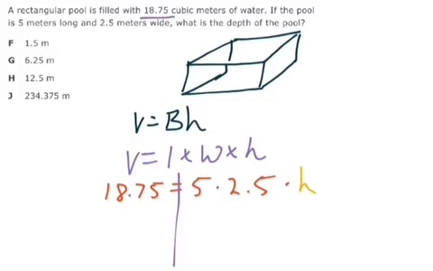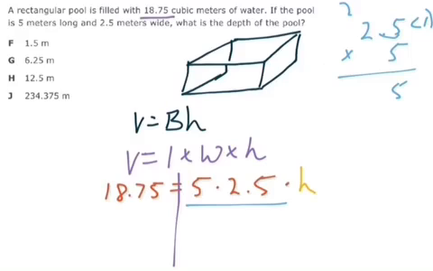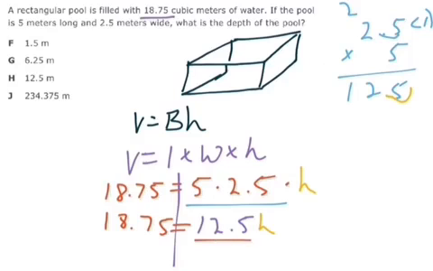I can draw my line here, and on this side I can say what is 5 times 2.5. 2.5 times 5. A lot of multiplication with decimals here. 5 times 5 is 25. Carry the 2 and I get 10, 11, 12, and I have to bring that back one place. So from here I have 12.5 h, don't forget this h, and then 18.75 over here equals.